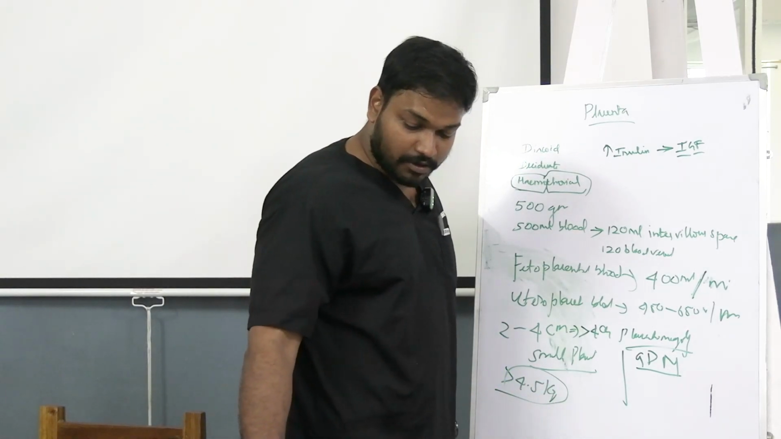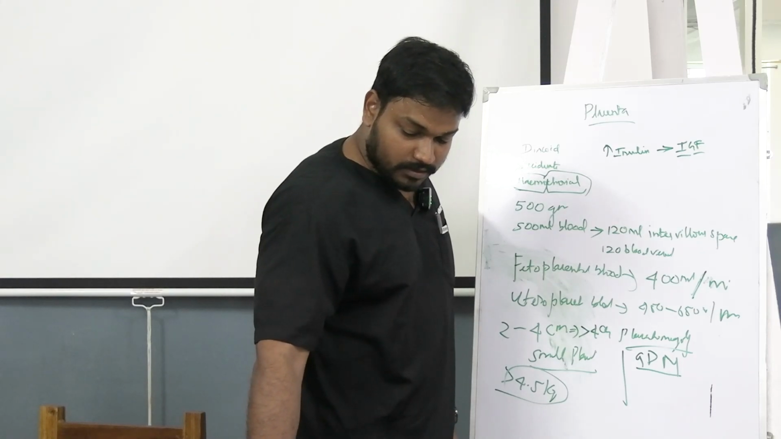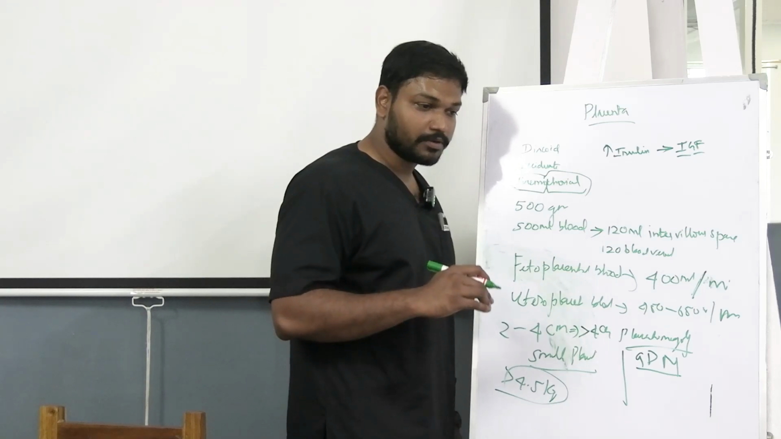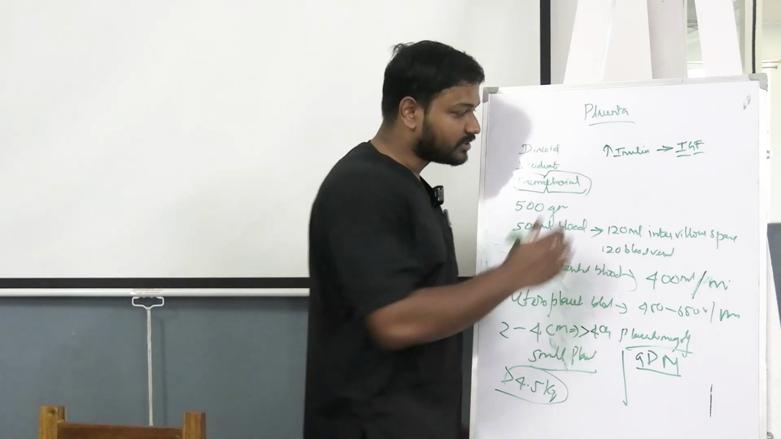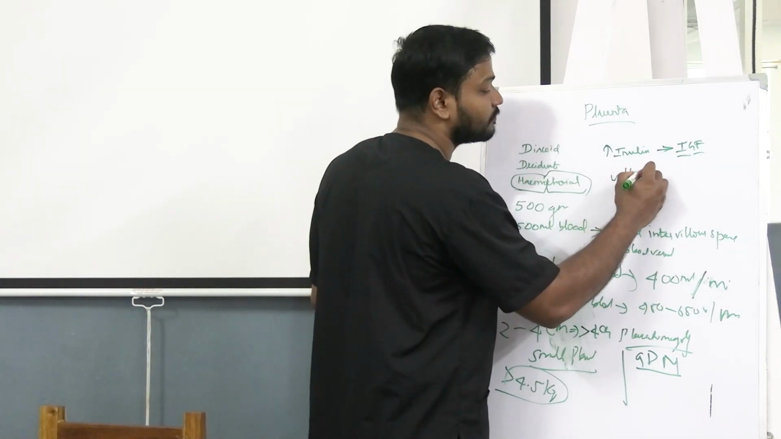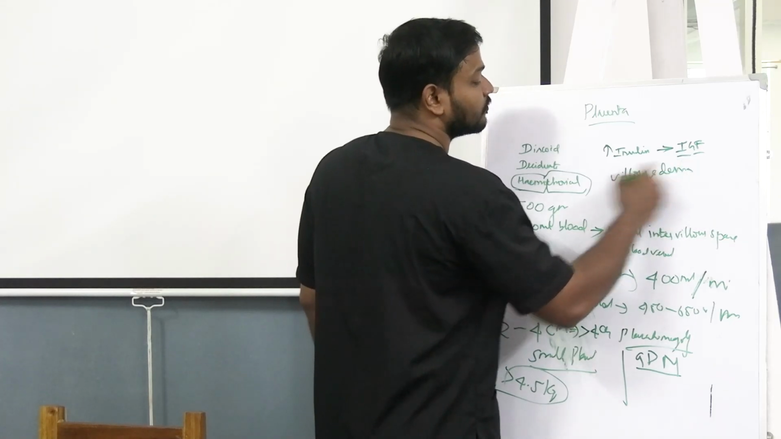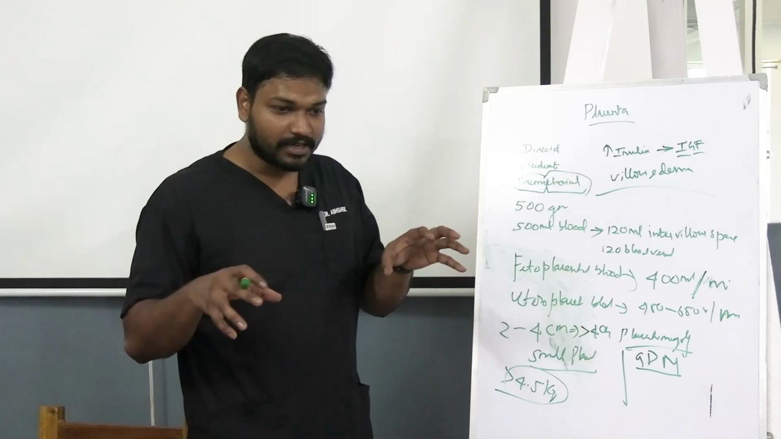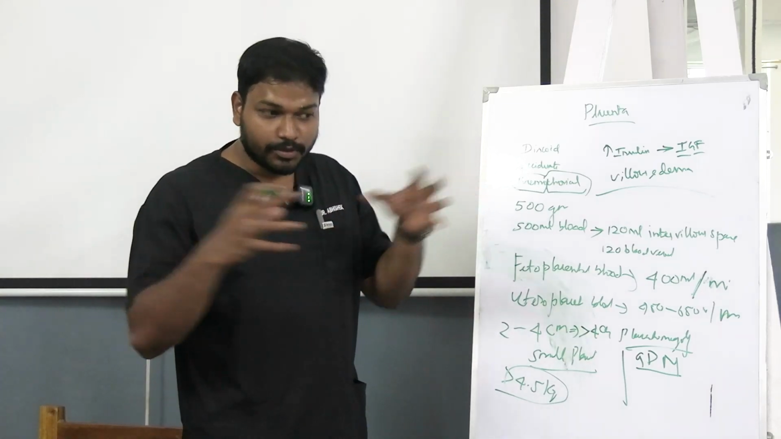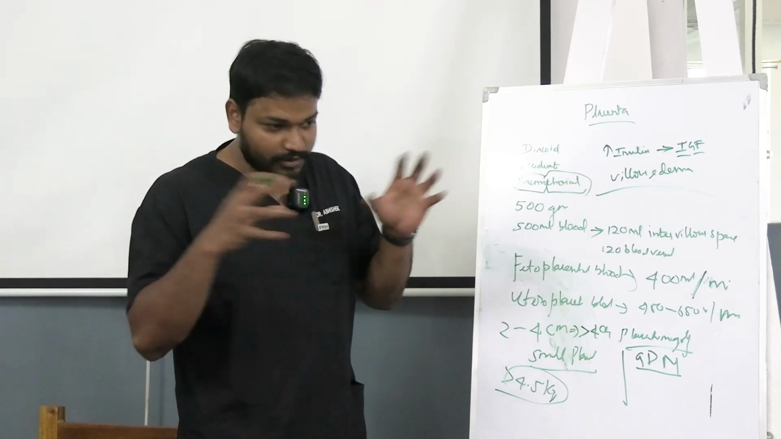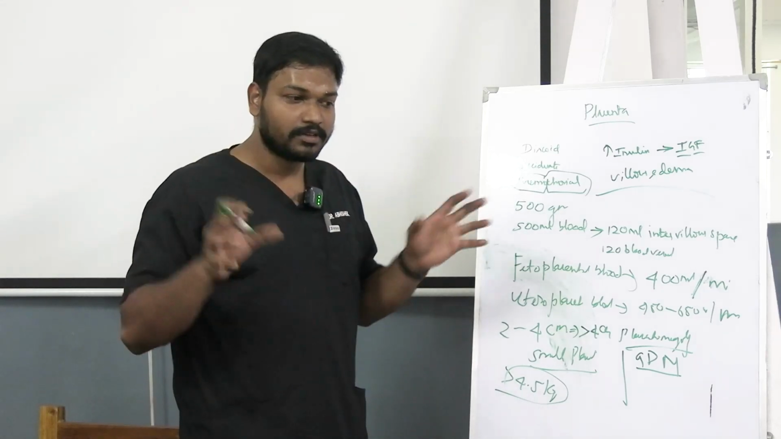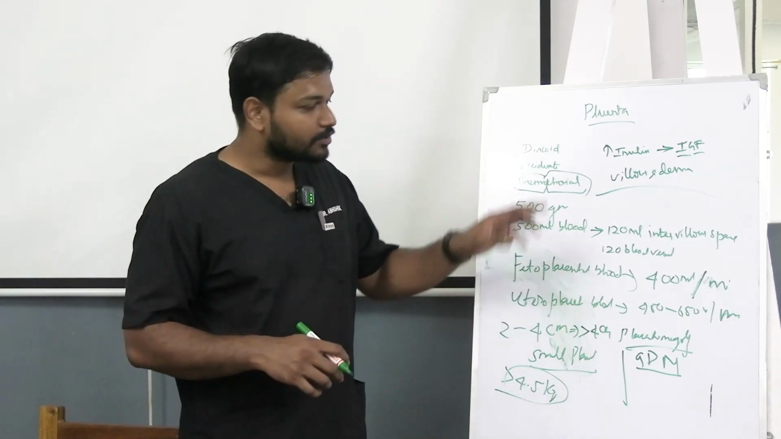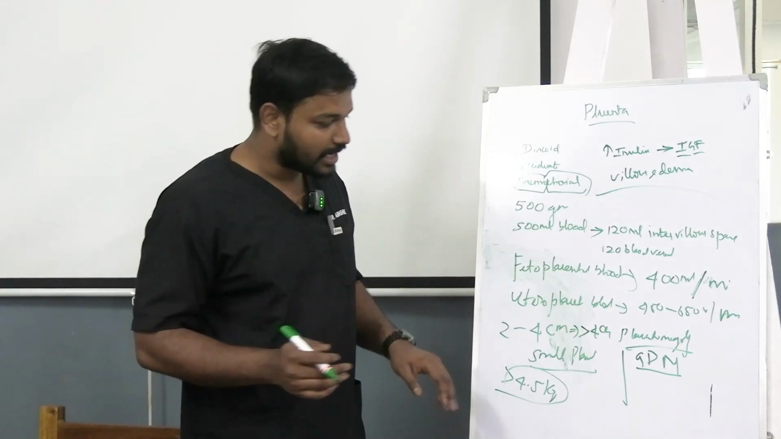And there is something else: this is a hyperglycemic state. Glucose is more, and it causes villus edema. Villus edema means the villi will swell up, so it takes up more space. So there is placentomegaly.